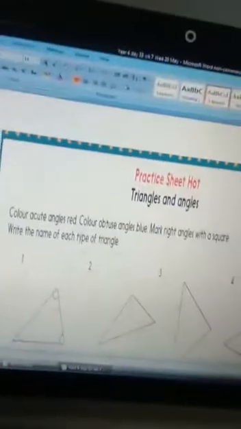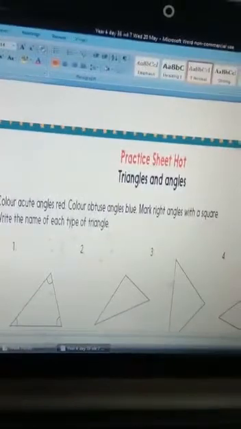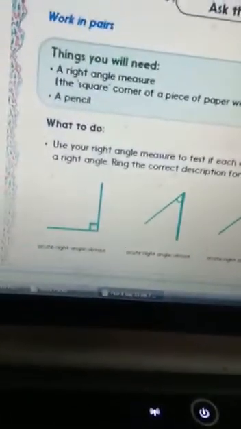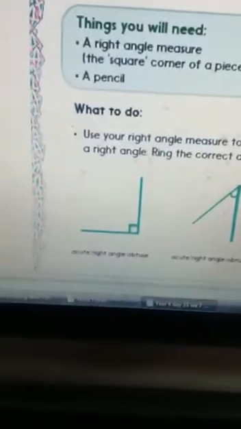Do exactly as above. Colour acute angles in red, colour obtuse angles in blue, and then mark any right angles with a square, and write the name of each type. So there's 8 there. See if you can do all of them. You've got the answer sheets, and then if you're a little bit stuck, you've got all these angles, and you've got to circle the correct description for each angle. So for the first one, is it acute, right angle or obtuse? And you've got those choices for all of those angles.